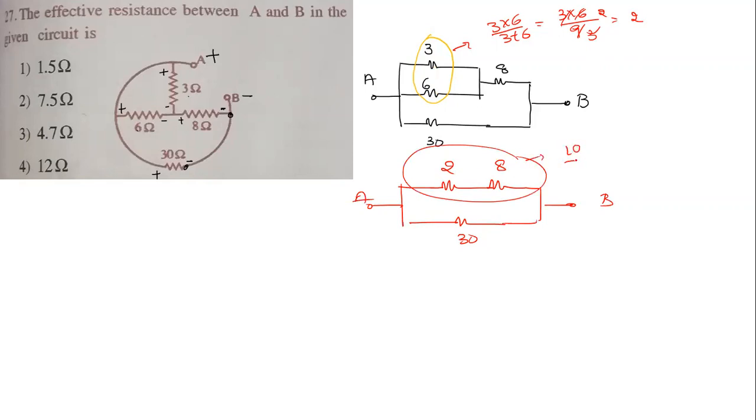It will become 10. This 10 and this 30 are a parallel combination. It will become 10 into 30 by 10 plus 30. It will be 300 by 40. Is it going to cancel? So what are we going to get? 2 times, 2 15 times. So I'm going to cancel. It will be 7.5. So where is the answer? 7.